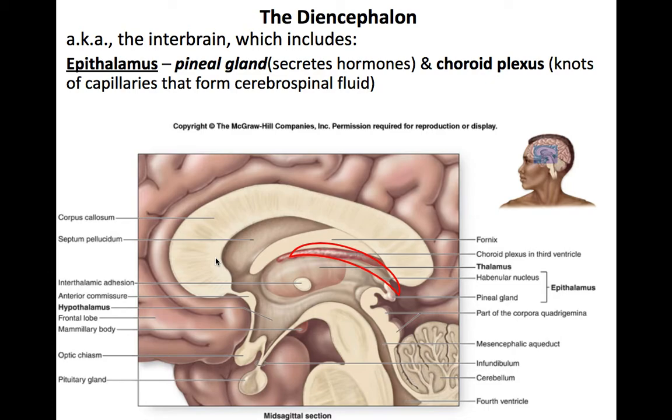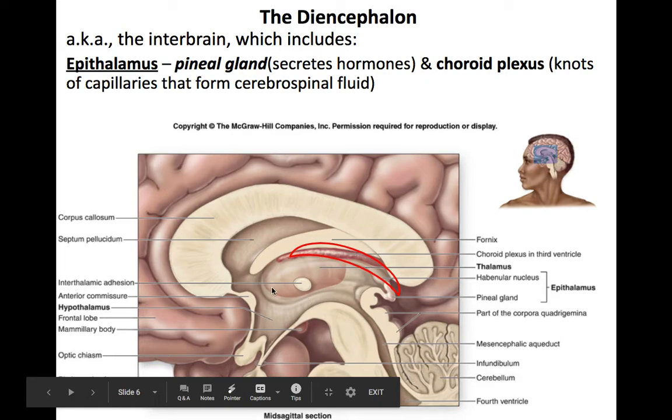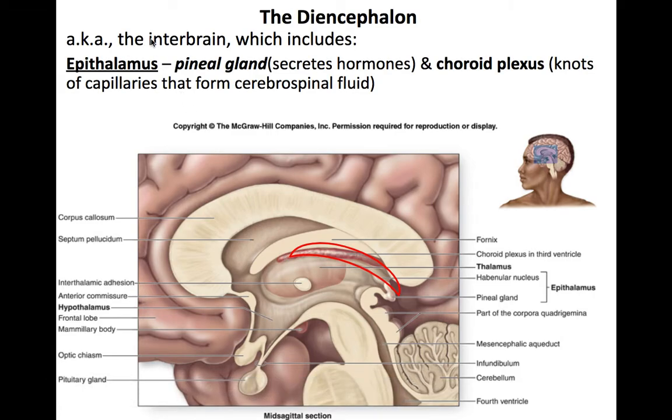And once again, the three regions of the diencephalon were the thalamus, the hypothalamus, and the epithalamus. And those three regions also are known as the interbrain. So the terms diencephalon and interbrain are used interchangeably.